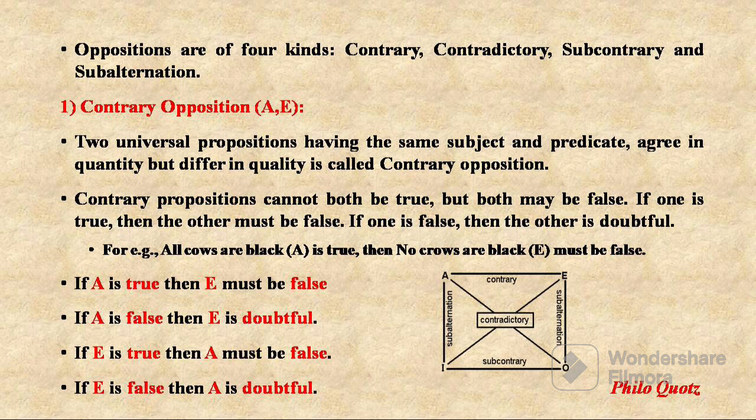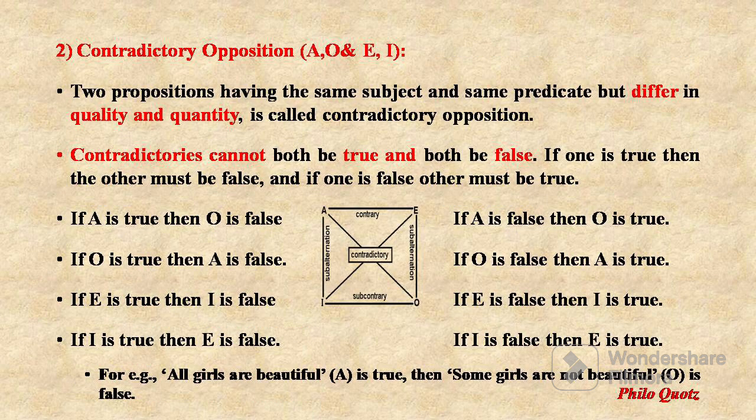Second one is contradictory opposition, between A and O and E and I. Two propositions having the same subject and same predicate but differing in quality and quantity is called contradictory opposition. Contradictories cannot both be true and cannot both be false. If one is true, then the other must be false, and if one is false, the other must be true. If A is true, then O is false. If A is false, then O is true. If O proposition is true, then A proposition is false. If O proposition is false, then A is true.